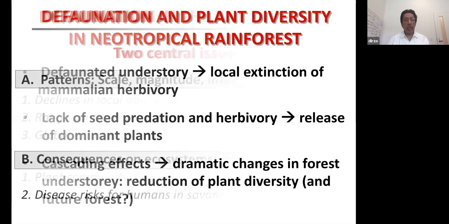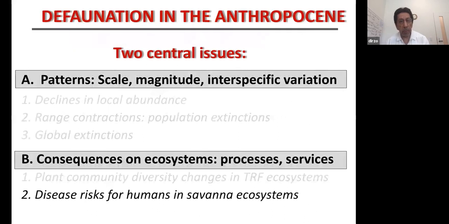Okay, let me now move to my second example. And for this example, I would like to say something about ecosystem services. And for that, I am going to do a trip with you to another continent, and we're going to look at savanna ecosystems in East Africa.